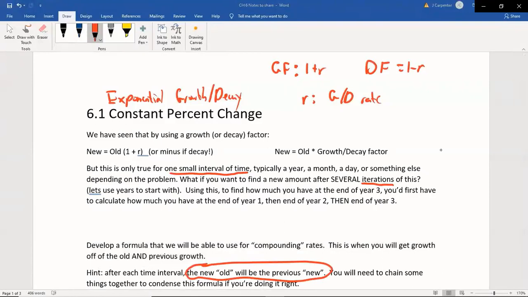And in other words, when you find your balance at the end of year 1, say it's $10,200, that's your starting balance for year 2.